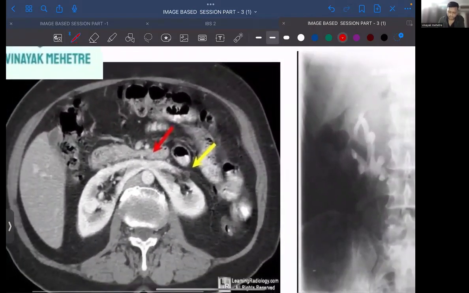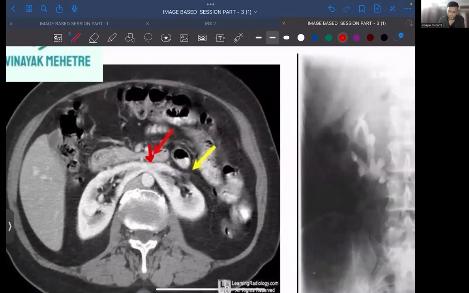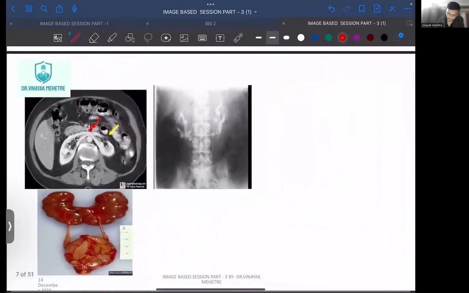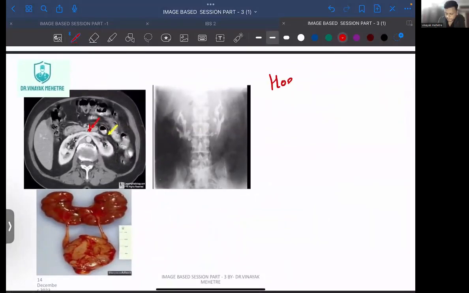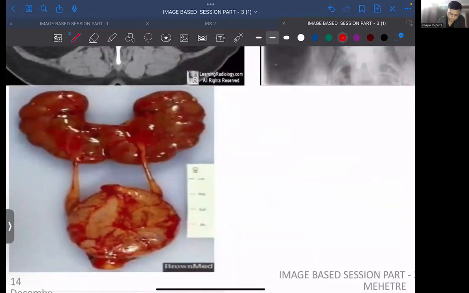Try to tell what this is. The lower pole of both the kidneys is fused. Okay, the lower pole of both the kidneys is fused. So what does that mean? Yes, it is horseshoe kidney. Horseshoe kidney, correct? If you are going to get a pathological slide, the lower pole of the kidney will be fused, right?